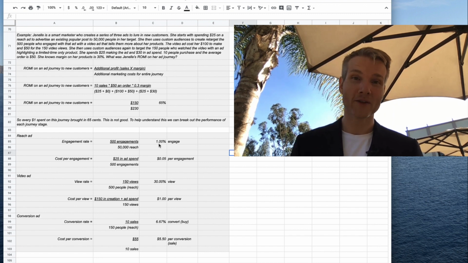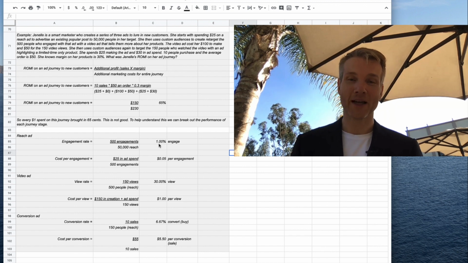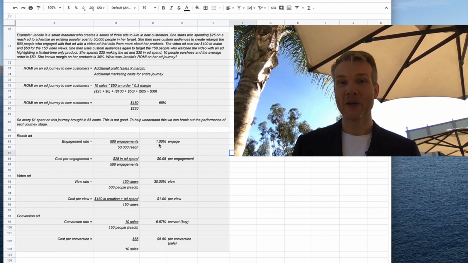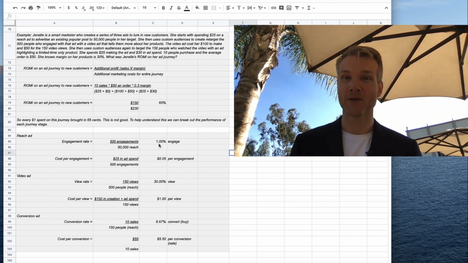You might look at this and go, maybe this is a bit low. Maybe you expect ads on social media to have an engagement rate that's higher. She might then look at this and say, maybe I want to have better creative or change up this ad in some way to make it more attractive or more receptive to people actually engaging.